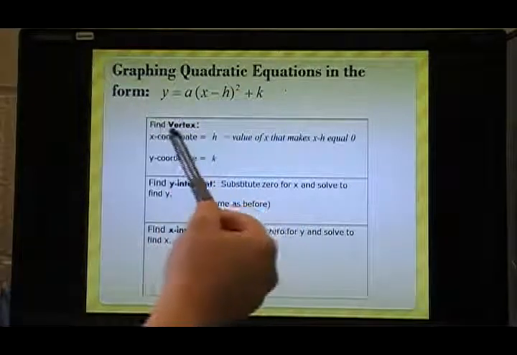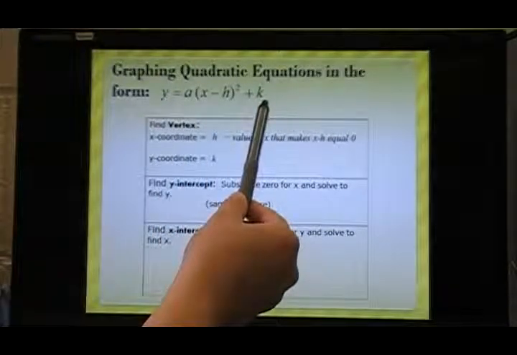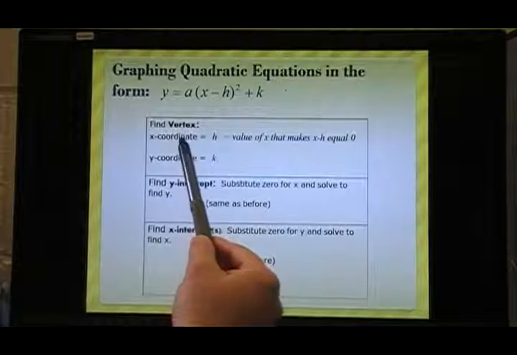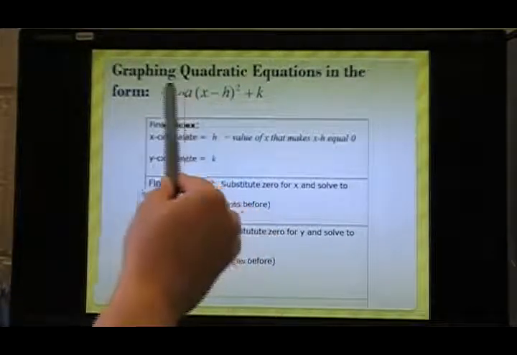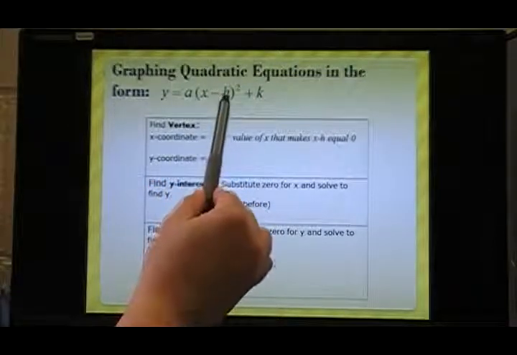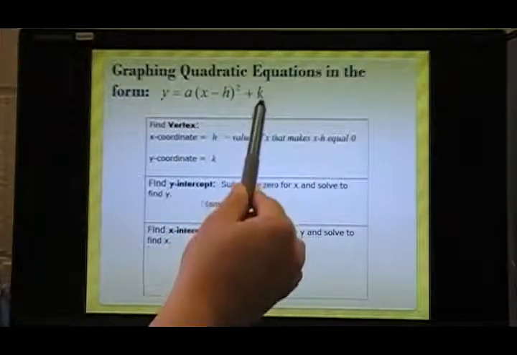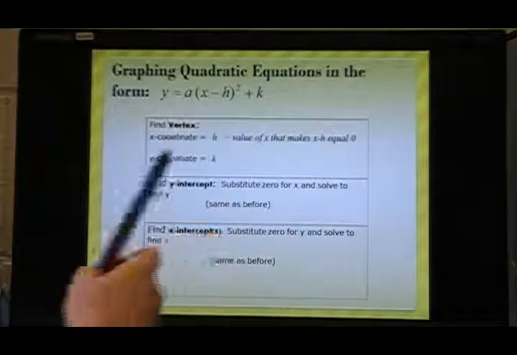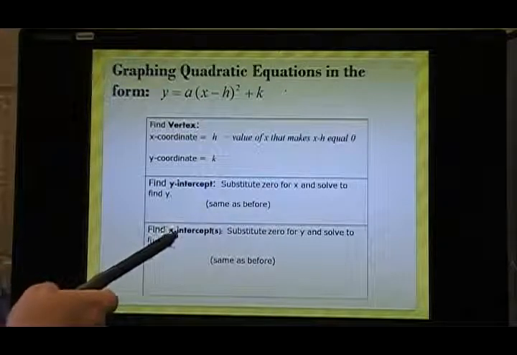that makes this number here the y-coordinate. So when you've been given the equation in this form, the x-coordinate of the vertex is the number that makes the inside of the parentheses equal 0, no matter what is out here. And then the value for the y-coordinate is just k. Finding the y-intercepts and the x-intercepts doesn't change.